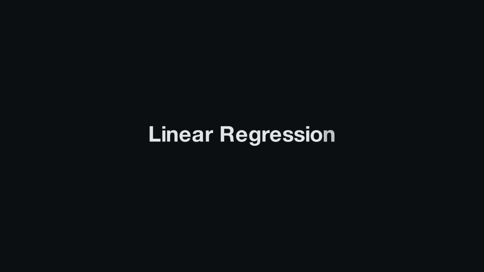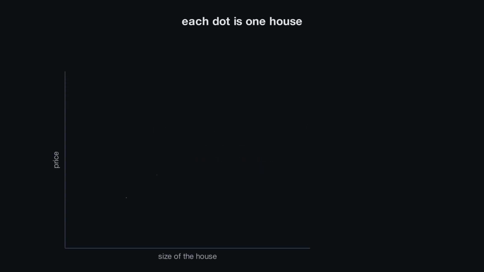Let's meet the very first machine learning model, and honestly, one of the most useful. It is just a straight line, but a line that learns. Say we want to guess the price of a house from one simple number, how big it is. We collect a few houses we already know.